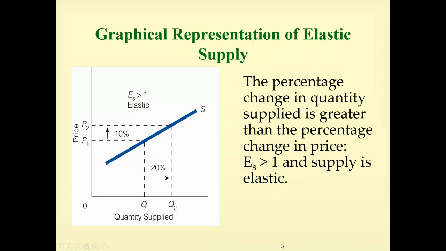So, the graphical representation of elastic supply. If supply is elastic, it means the value of elasticity you calculated is more than 1. That means the numerator is bigger than the denominator. It means if price goes up by 10%, like here, quantity goes up by 20%. So 20 over 10 is 2. So elasticity is more than 1. That means suppliers are very responsive. Supply is elastic.